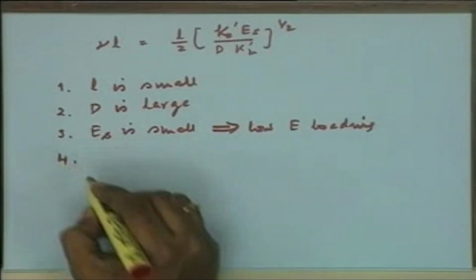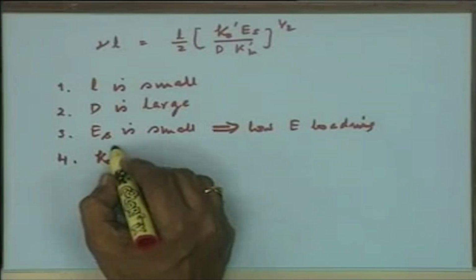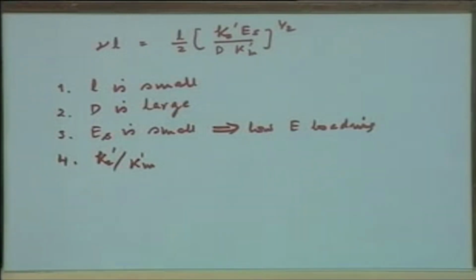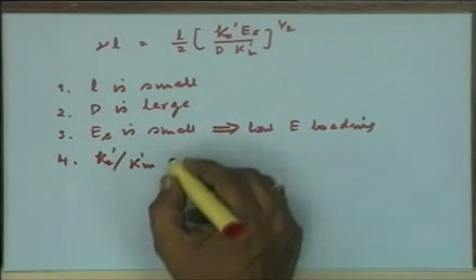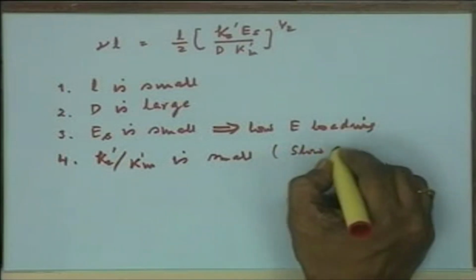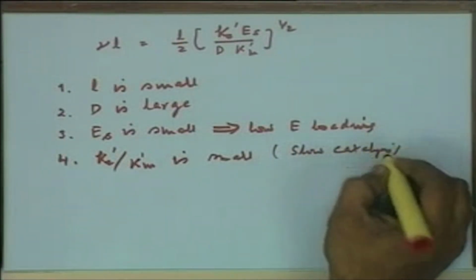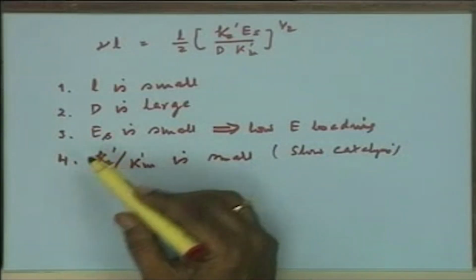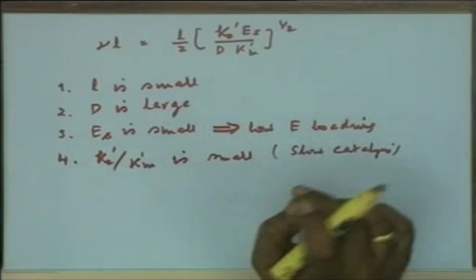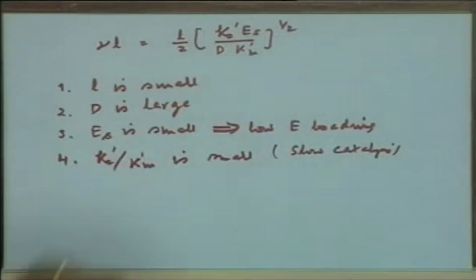The fourth thing is that the ratio of K2 dash upon K dash m, which you will recall from the basic definition of this parameter, is a specificity constant or a pseudo first order rate constant for the enzyme catalyzed reaction. K2 dash upon K dash m is small, which essentially refers to slow catalysis. That means your catalyst is very slow, its turnover number is very low. K2 dash essentially is the turnover number, and if the catalyst is slow, then also the diffusional limitations will be negligible.